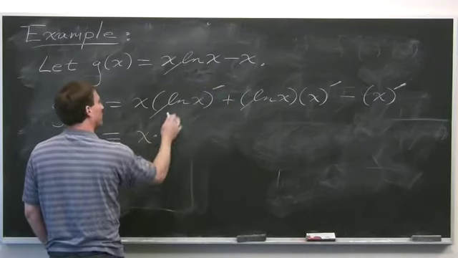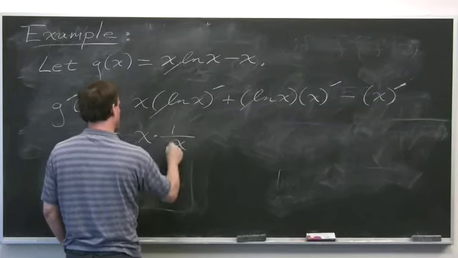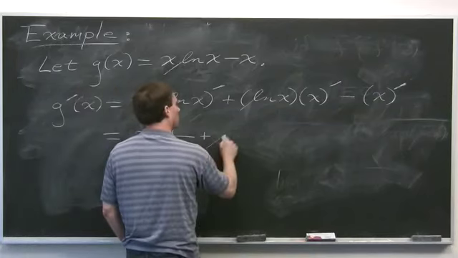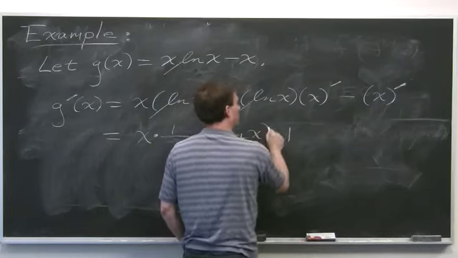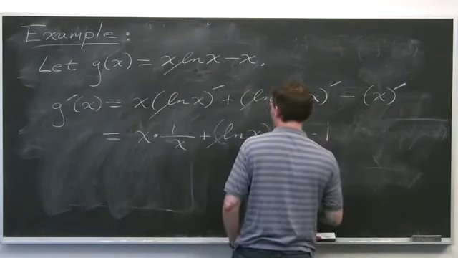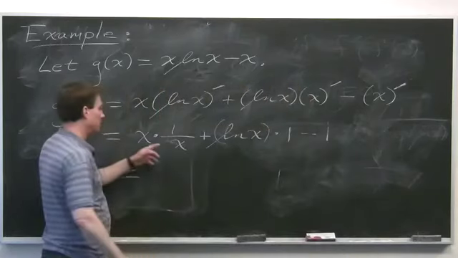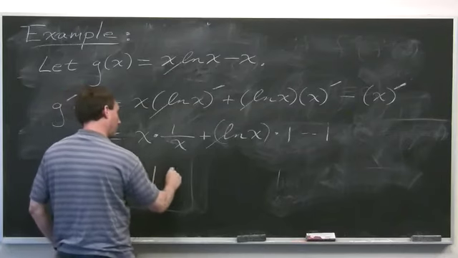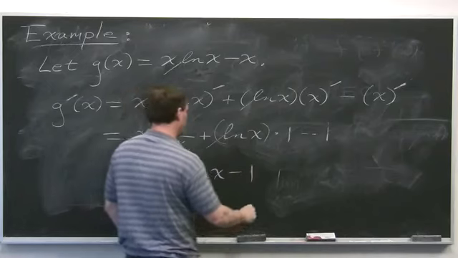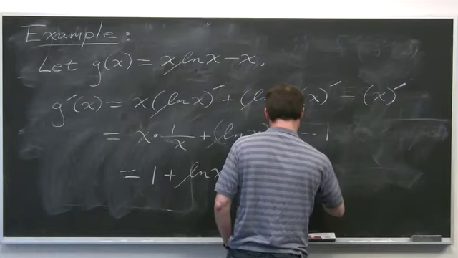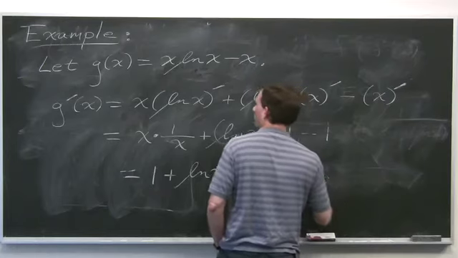This is x times the derivative of ln of x, 1 over x. That's our new rule. Plus the natural log of x times 1, and then minus 1. But x times 1 over x is 1, plus the natural log of x minus 1. The 1's cancel, and you get the natural log of x.